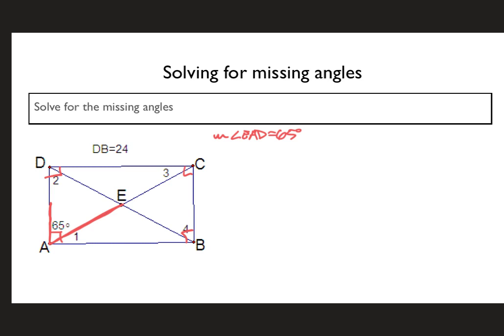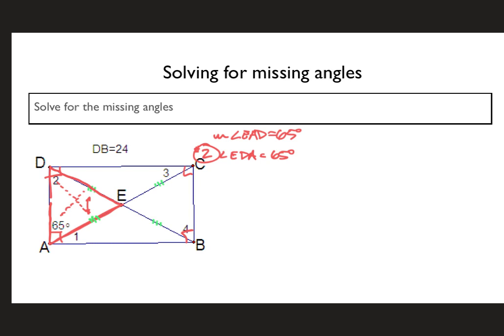What we know about the diagonals in a rectangle is they're congruent, and they bisect each other. So if they're congruent and they bisect each other, that means each of the bisected parts is congruent, okay? So I have angle EDA is also 65. That's number 2, right? Because if these two segments here, these two legs, are congruent, that means I have an isosceles triangle. And the angles opposite the congruent legs are going to be congruent. So it means EAD equals EDA.